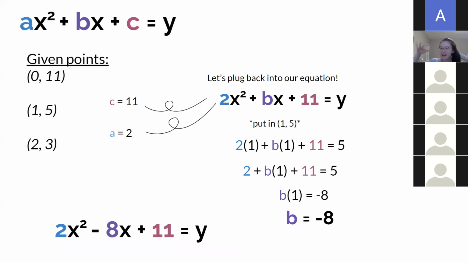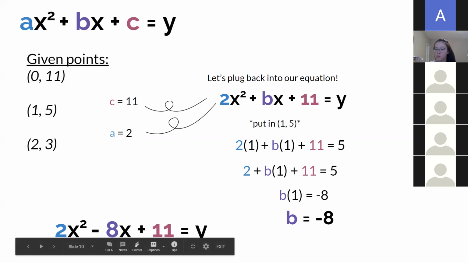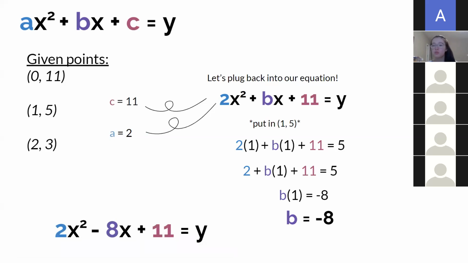Did that kind of make sense? Are any of you guys confused? Does anybody have any questions? Because I know I went pretty fast, and I want to make sure you guys get it.